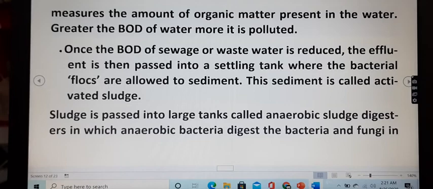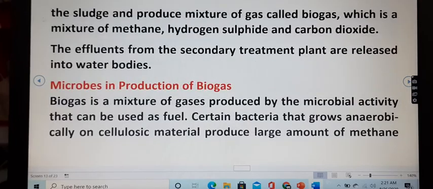This sediment is called activated sludge. Then this sludge is passed into large tanks called anaerobic sludge digesters, in which anaerobic bacteria digest the bacteria and fungi which make the mesh in the sludge and produce a mixture of gas called biogas, which is a mixture of methane, hydrogen sulfide and carbon dioxide. Then the effluents which are remaining from the secondary treatment plant are released into water bodies, or they are sent to the filtration tanks where they are filtered.